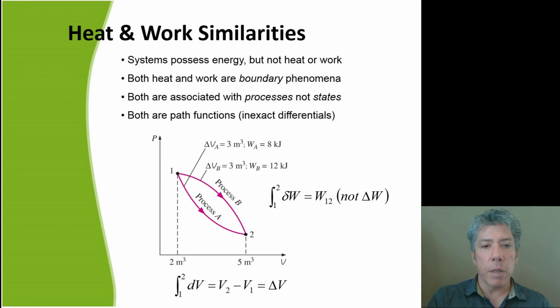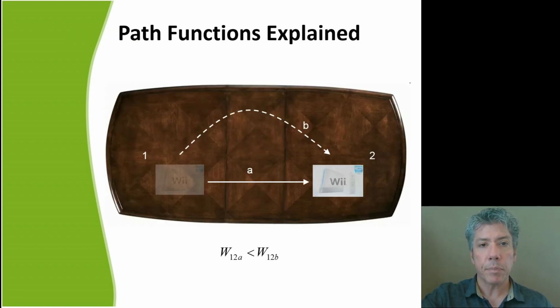So the change in volume between these two states, state 1 and state 2 on the graph here, is the same. It's 3 cubic meters, but the work required is different because we're taking two different paths. Another way of saying this is that the area under the process curve is dependent on the shape of the process curve, and by the way, that area represents the amount of work done in moving between the two states.